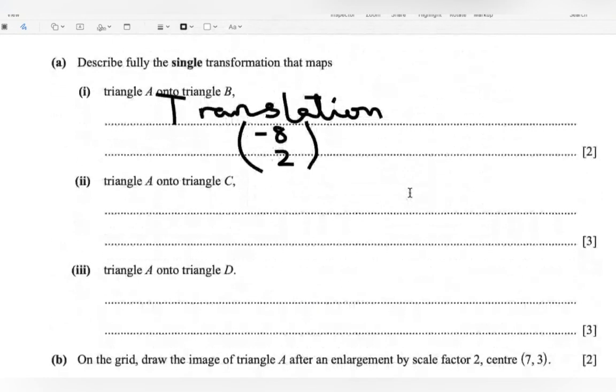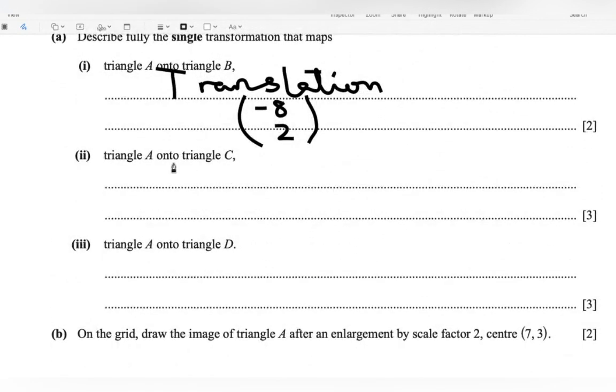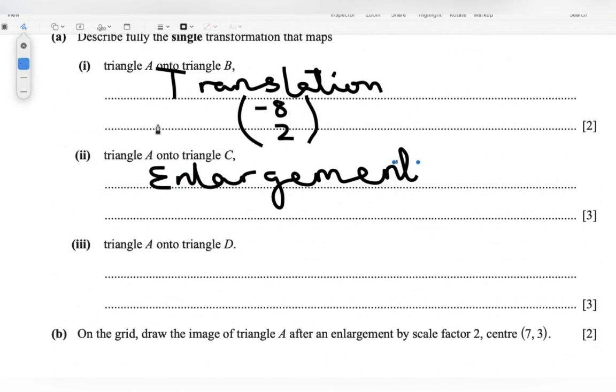And when it's reduced, first of all, you write enlargement. Triangle A onto C, we write enlargement. That's the first thing we write. Since it's 3 marks, you must give 3 points. If you write only enlargement, the examiner will give you only 1 mark. So we've written enlargement, and then what else?